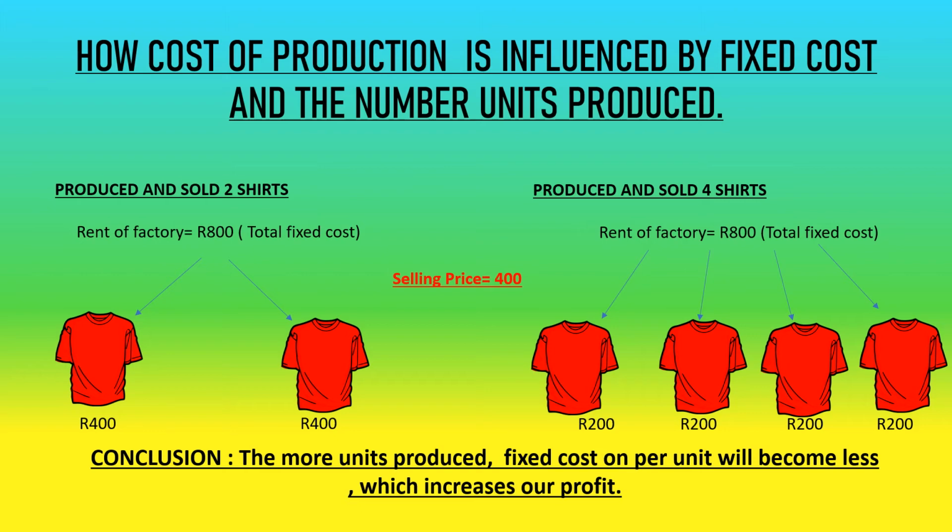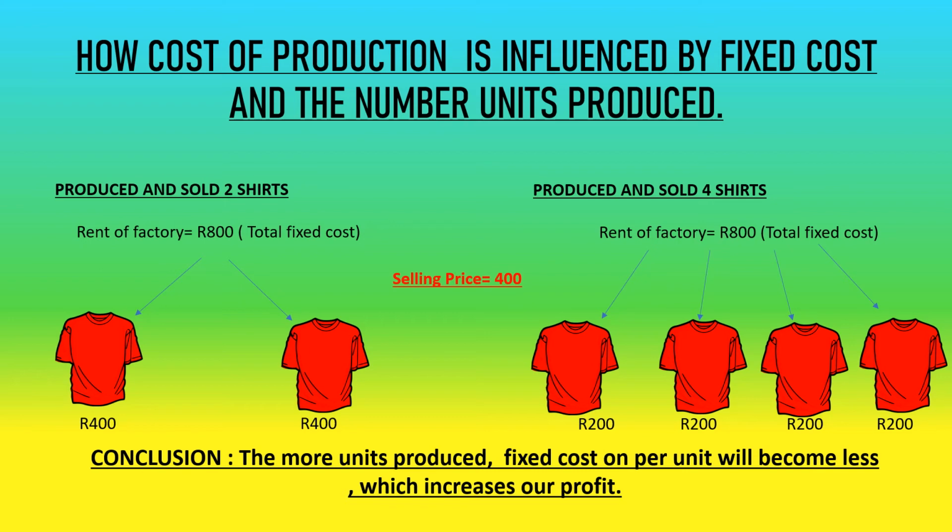As we know from the very beginning, the less cost incurred on each product, the more profit we are eventually going to make. But how do we reduce the cost per unit? And we do that by producing more units. So let's look at the 2 examples of shirts I have ahead of me.